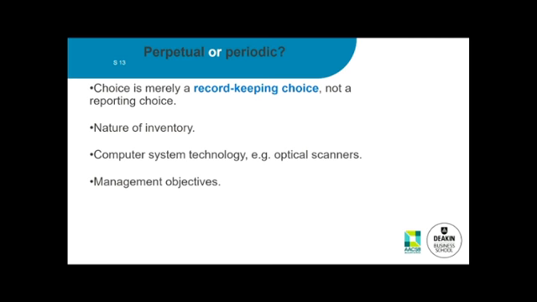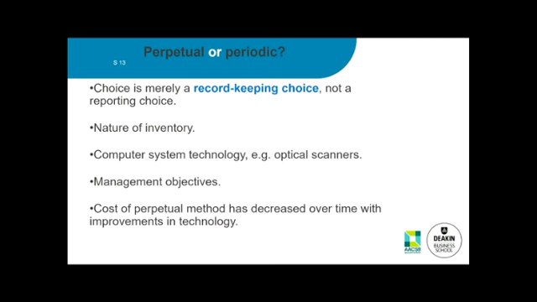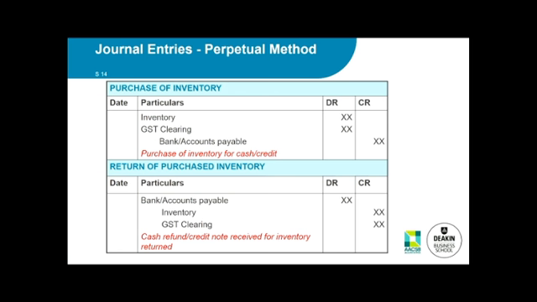Well, management objectives, I guess, goes back to the cost versus the benefit. But the cost of the perpetual method has decreased over time with improvements in technology. So let's see how we record our transactions under the perpetual system. And some of these transactions should be fairly familiar to you at this stage.